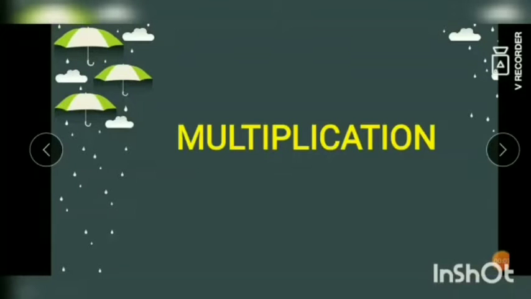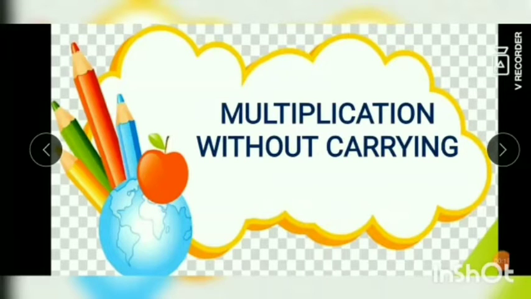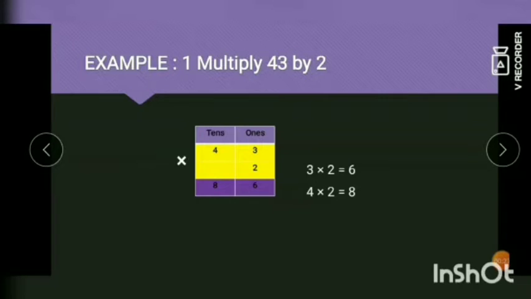In our last class, we learnt about multiplication and its properties. So, today we are going to learn about multiplication without carrying. Let us see through an example. Example 1. Multiply 43 by 2.